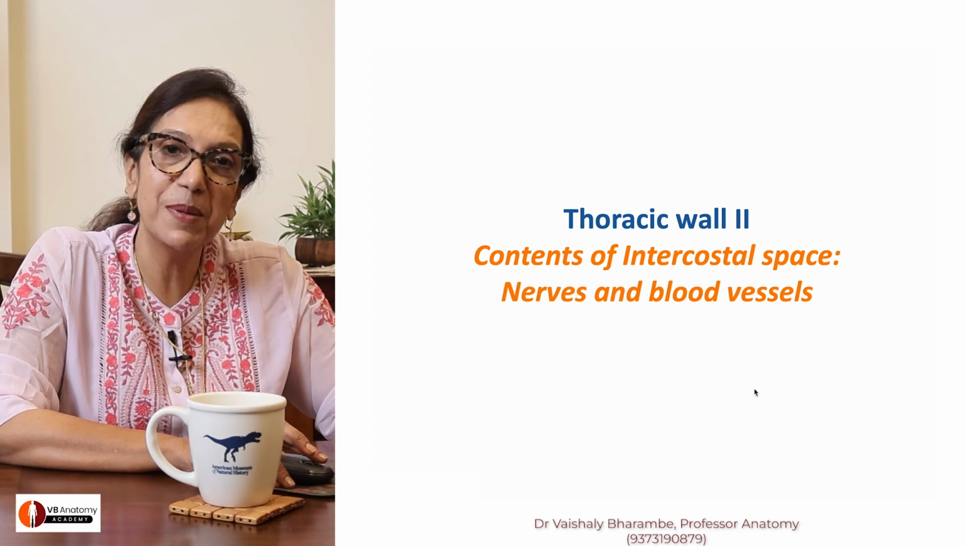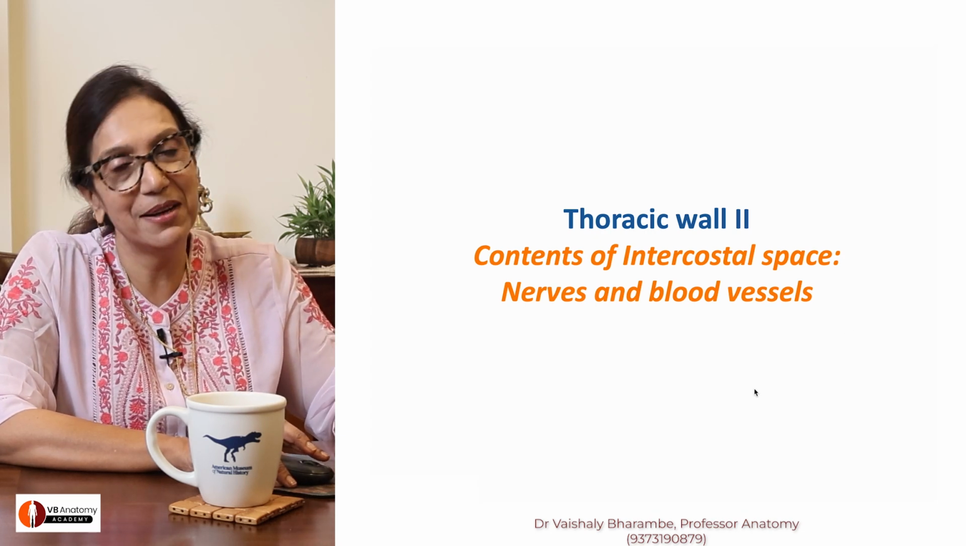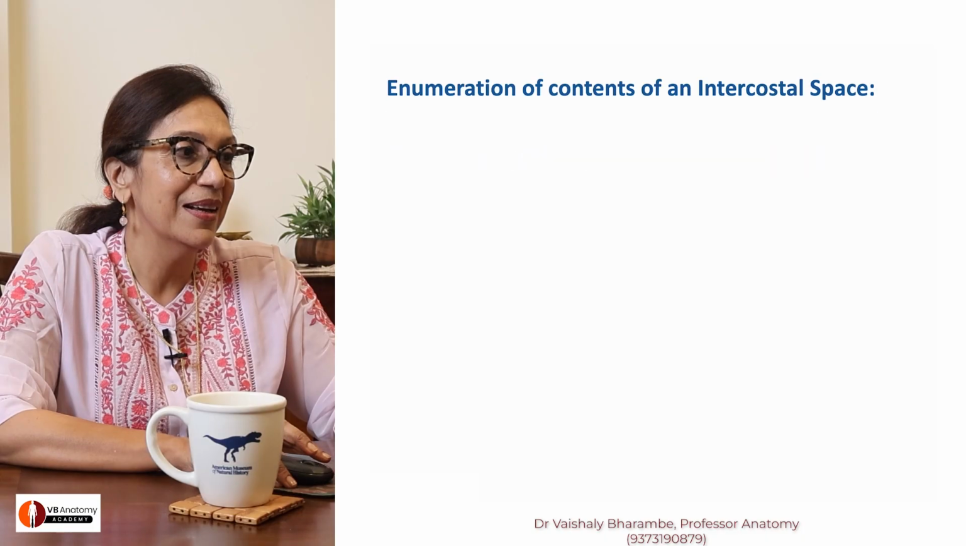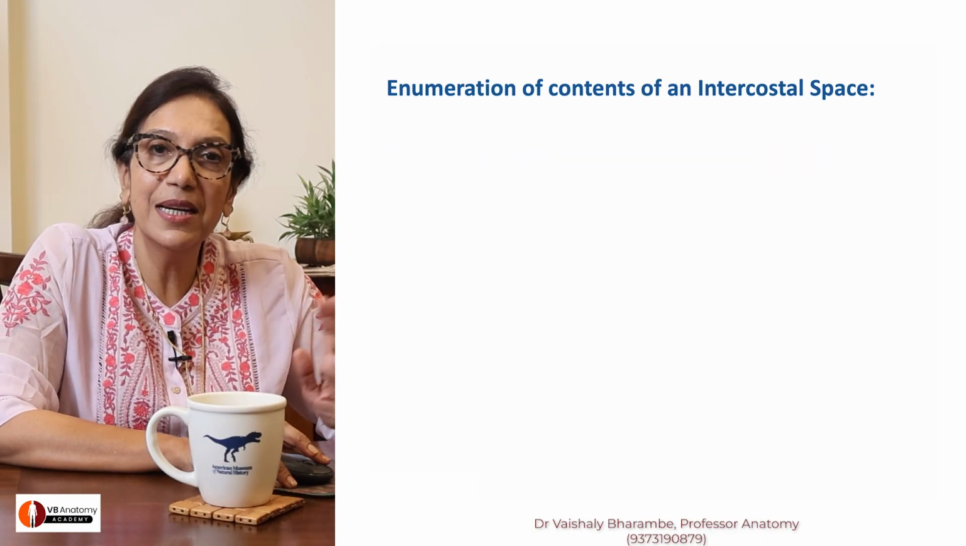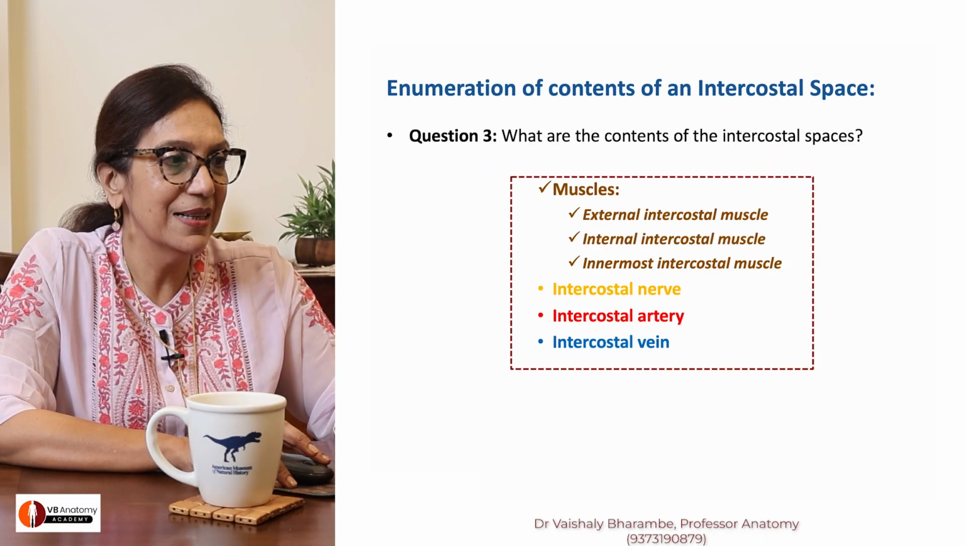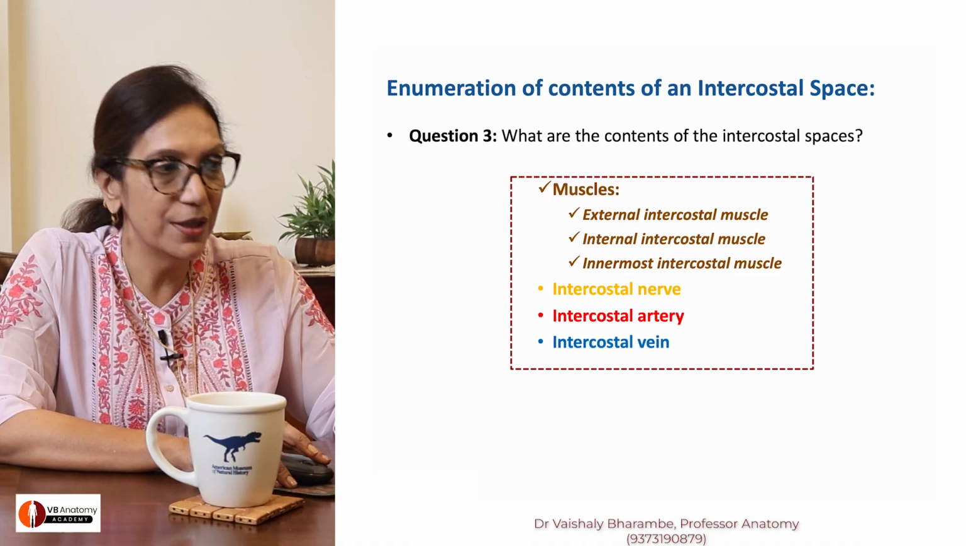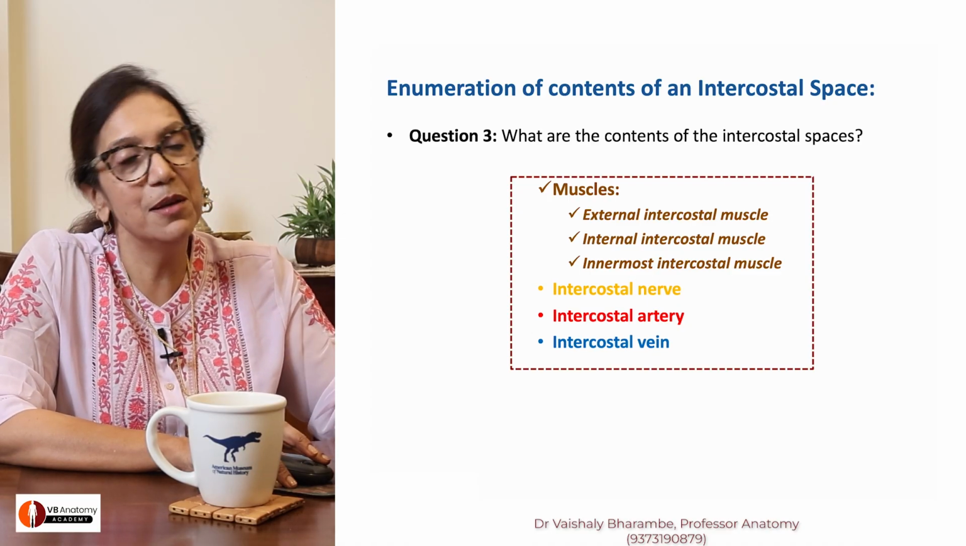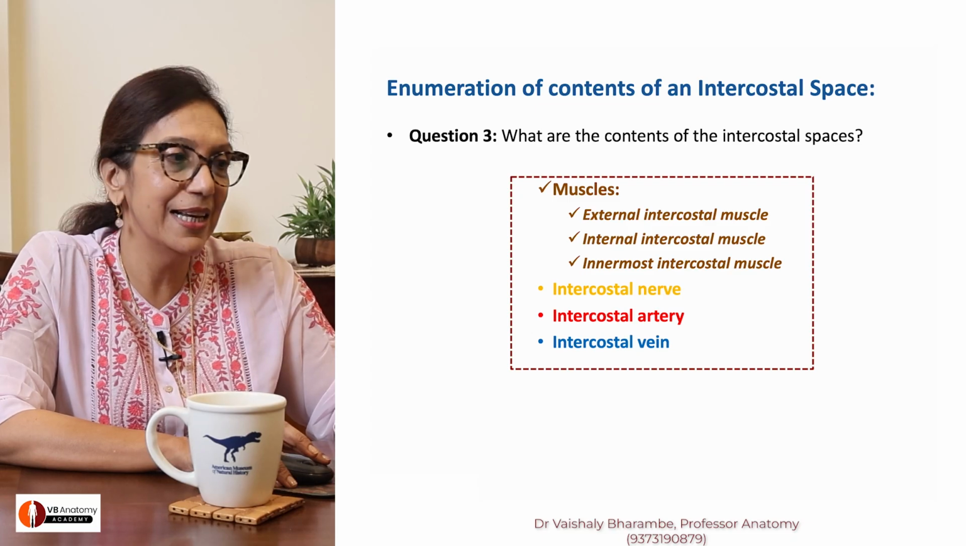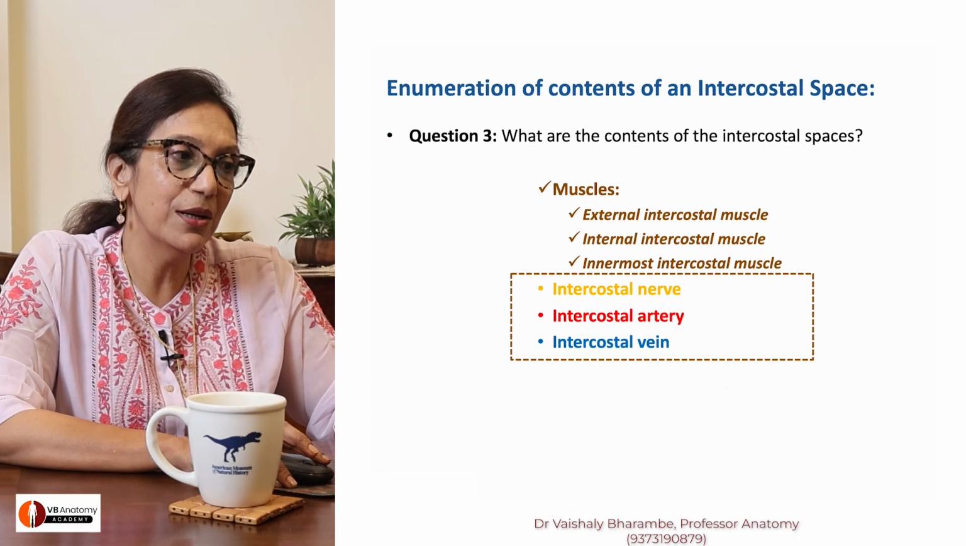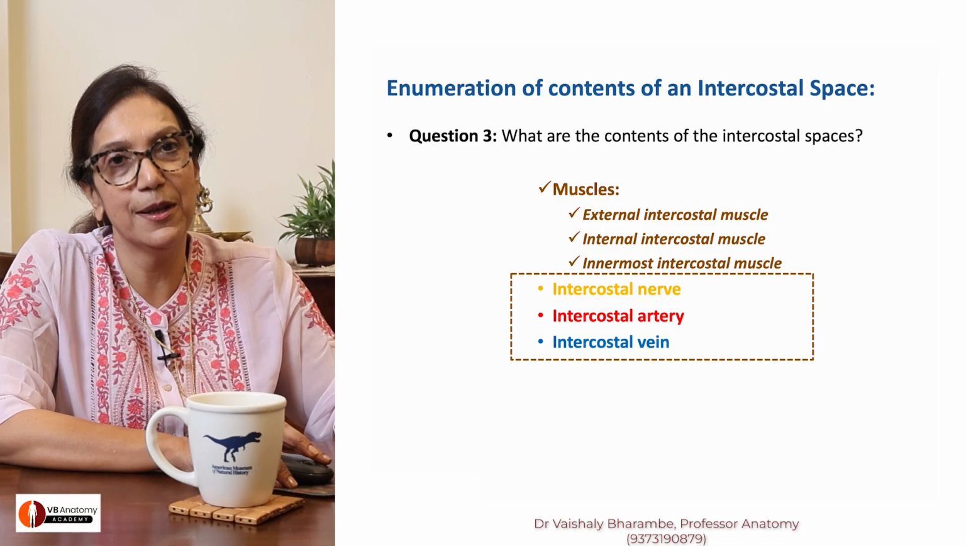The intercostal space, it's containing nerves and blood vessels. So let's enumerate the contents of intercostal space. The muscles, intercostal nerve, artery and vein. The muscles have been covered in the earlier lecture. Now it's about intercostal nerve, artery and vein today.